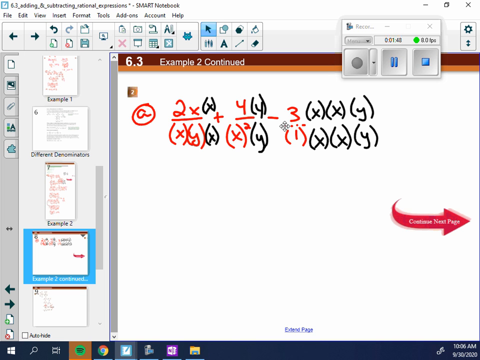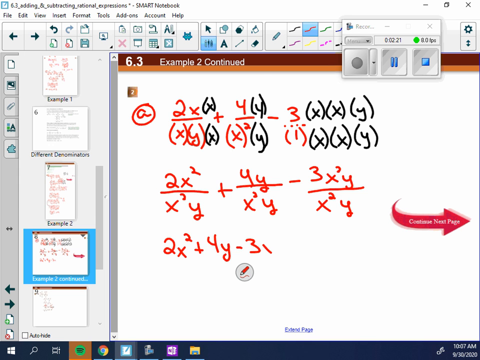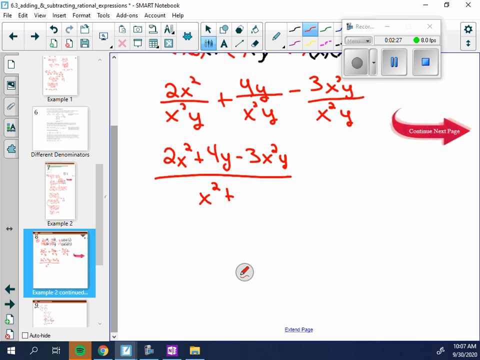Okay? So my new numerator here would be 2x squared over my x squared y. My next numerator would be 4y over x squared y. And my next one would be 3, it's got a minus though, x squared y over x squared y. Now I have all common denominators, so I can add or subtract my numerators as needed. Okay? So my numerators will be 2x squared plus 4y minus 3x squared y, all over top of that common denominator.